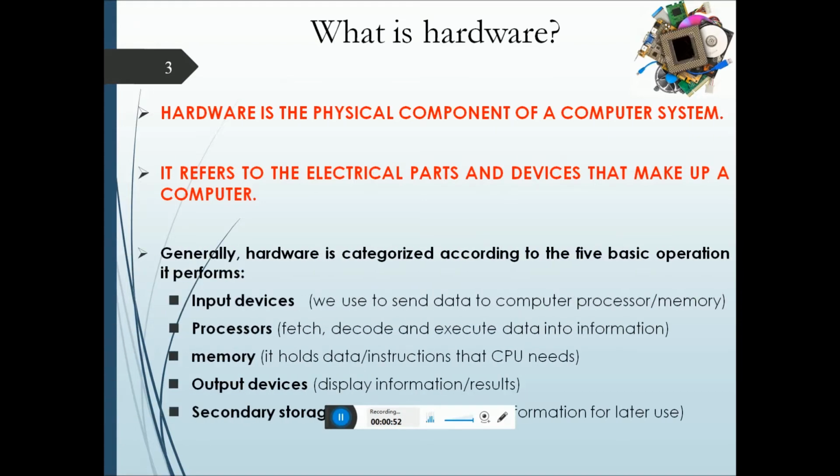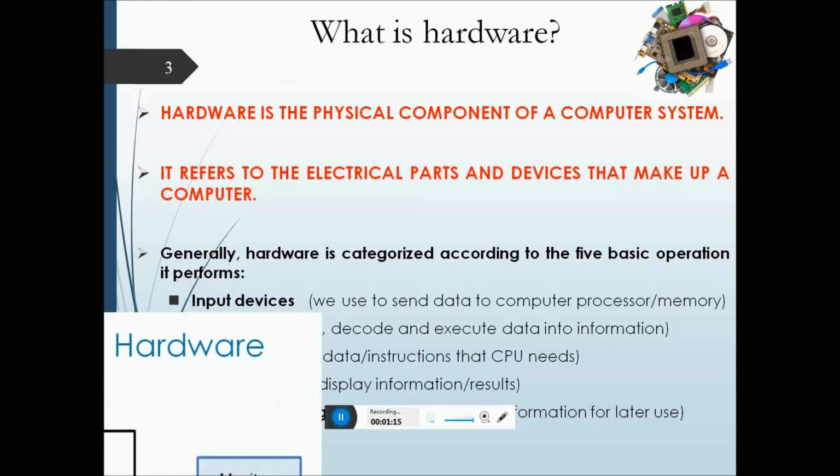Hardware is generally characterized according to five basic operations. Input devices are used to send data to the computer. The processor fetches, decodes and executes data and information. Memory holds the data and instructions the CPU needs. Output devices display information and results. Secondary storage keeps data for later use.